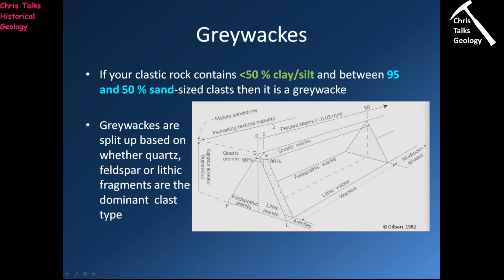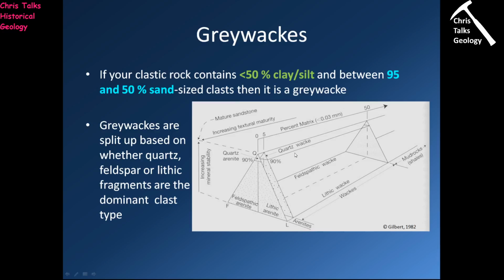Now, if your sandstone contains greater than 5% clay and silt, then it's not going to be classified as a sandstone. So if you have greater than 5% clay and silt, but less than 50% clay or silt, you are going to classify your rock as a Graywacke. Graywackes are split up using a very coarse system.